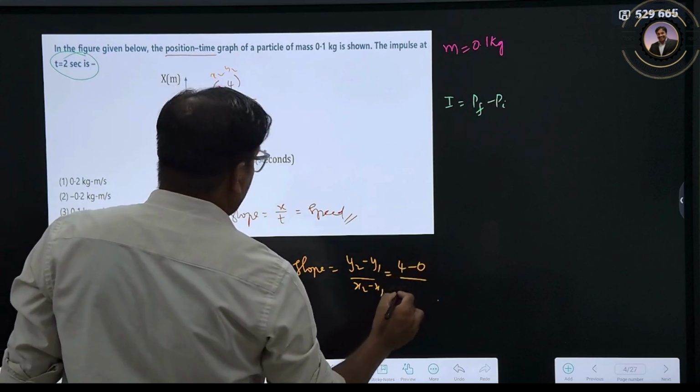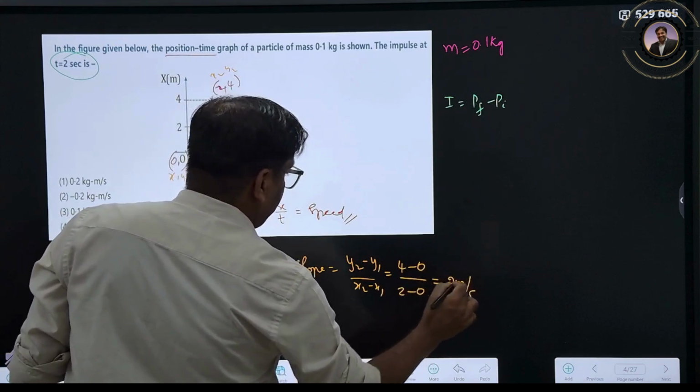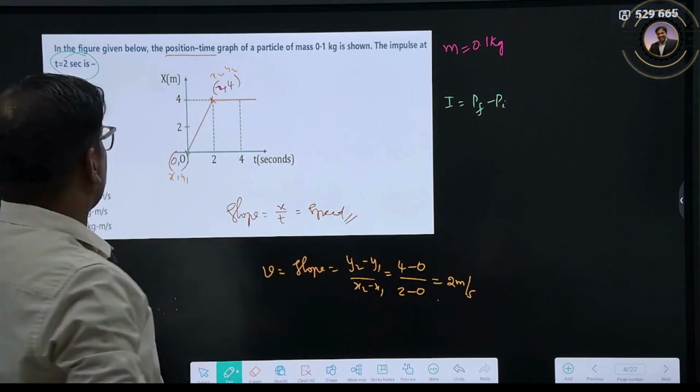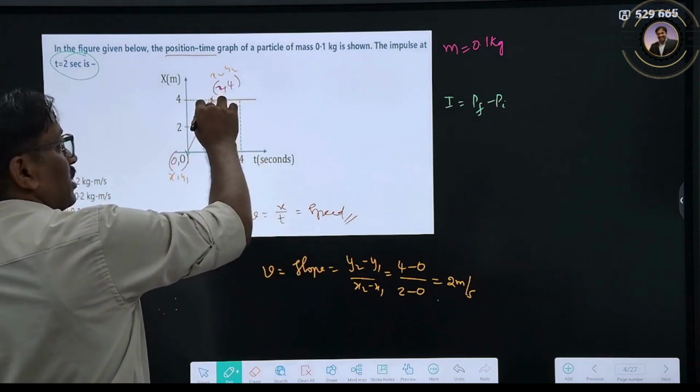Therefore, here 4 minus 0, 2 minus 0, therefore 2 meters per second. At this point, it is having the velocity, so 2 meters per second. So he is asking impulse at 2 seconds. Therefore, initially he is having this much amount of momentum.